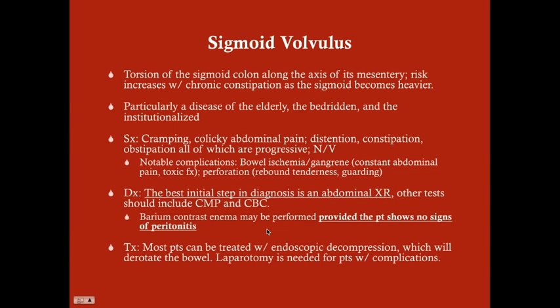Okay, sigmoid volvulus. So sigmoid volvulus is torsion of the sigmoid colon along the axis of its mesentery, and the risk of this increases with chronic constipation because the sigmoid becomes heavier, and that allows for more torsion, for more rotation on the axis. So volvulus, remember, V-O-L-V, is the same word we get the word revolve from, like to revolve around something. So volvulus just means rotation.